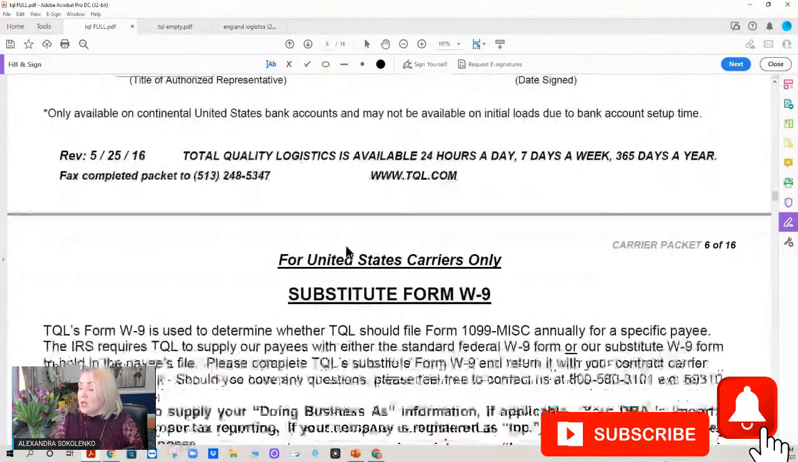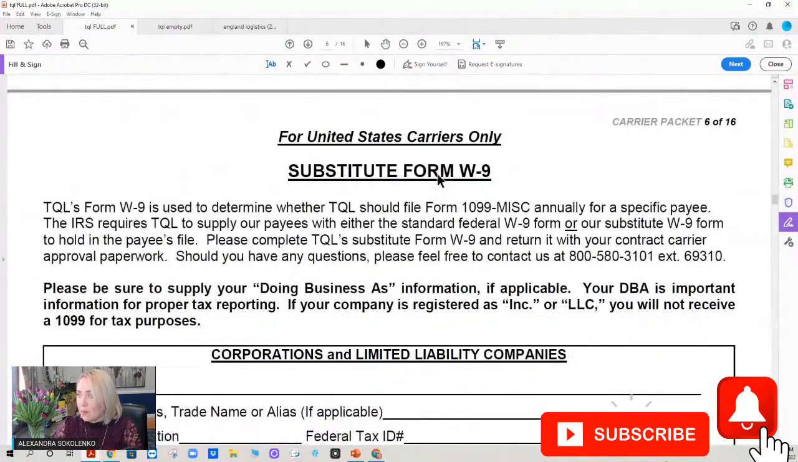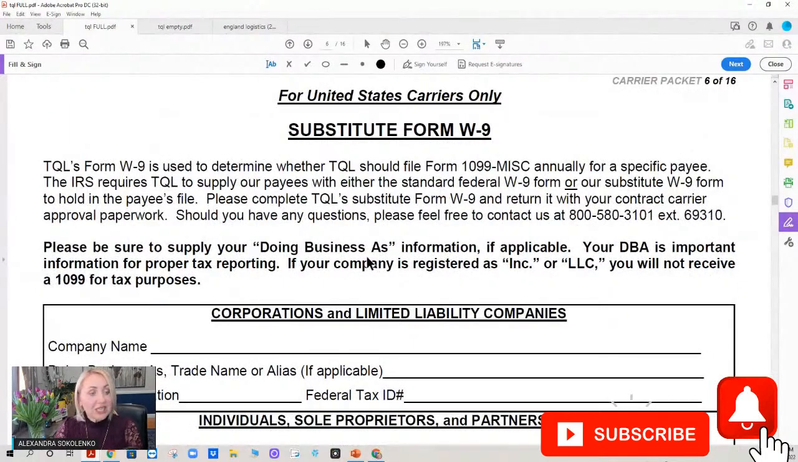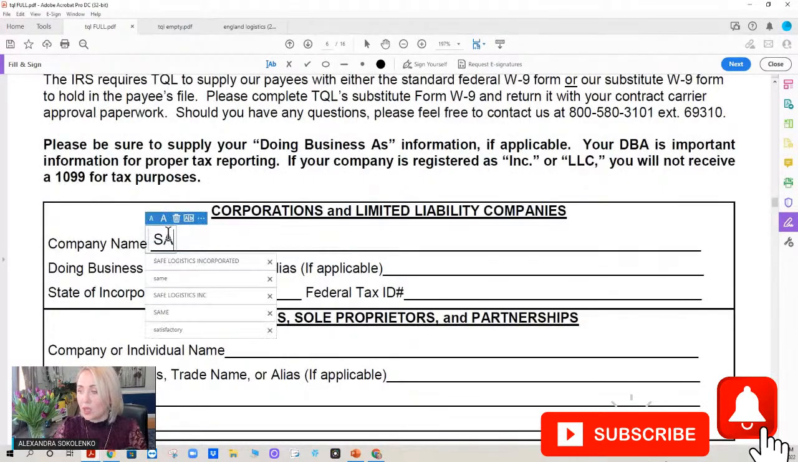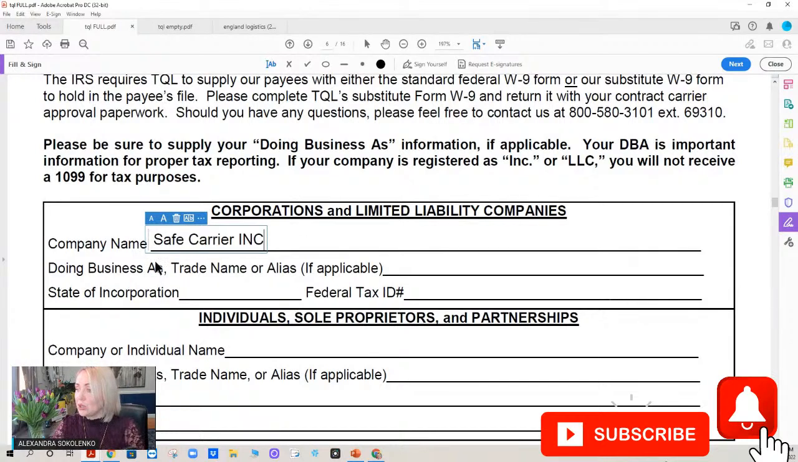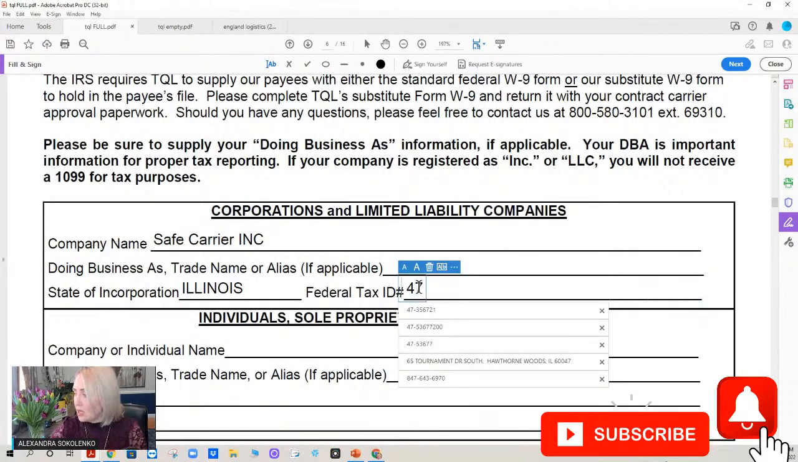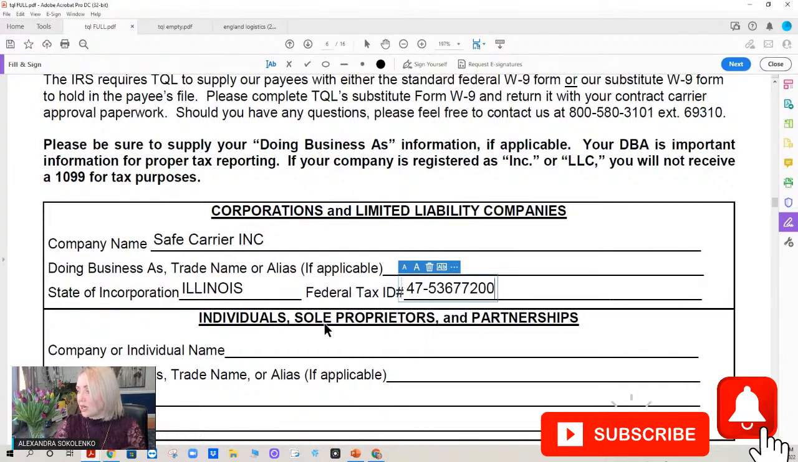Okay. So, substitute form number 9. TQL, not all the brokers, wants to make sure that you fill out this form. So, what has to be here? Again, your carrier, right? Safe Carrier. Doing business as: if you have a DBA, then you're going to put it here. You're going to know this. Where is he incorporated? Well, I am in Illinois, so I'm going to put Illinois again. His MC, whatever the number we switched there, right?